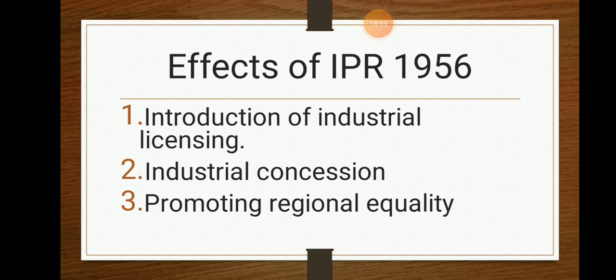The next thing is about promoting regional equality. What does regional equality mean? Each and every region, whether rural or urban, all the places in the economy should be equal. Because the industries were situated in rural areas or village areas, there will be development in the economy and in the rural area. By this there will be equality among all the sectors and all the places in our whole nation. This was about the effects of IPR 1956.